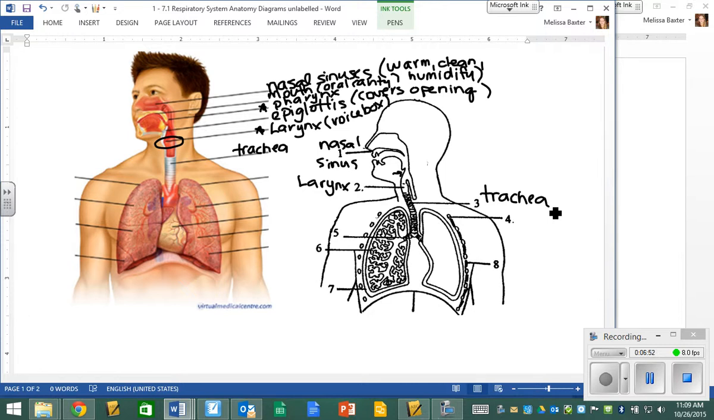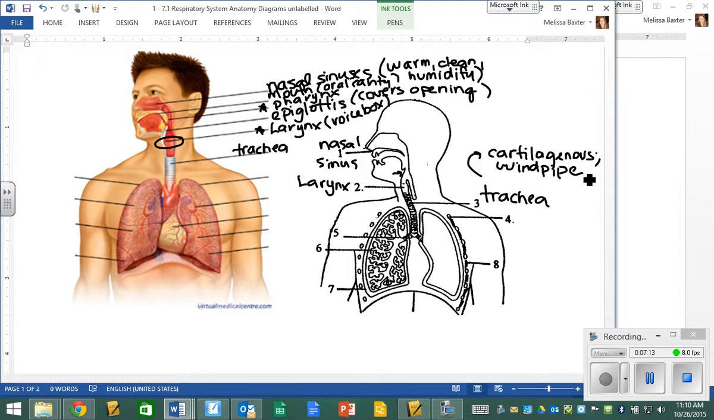Your trachea is cartilaginous. It is your windpipe. That would be its common name. It is how air is going to get from your mouth or from your nose down to your lungs.